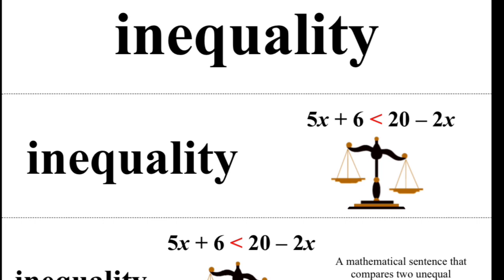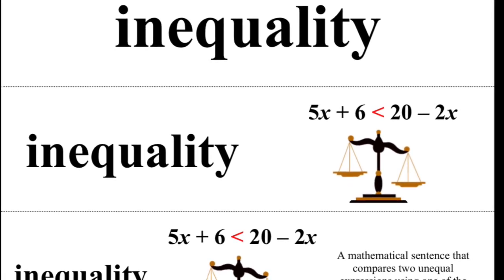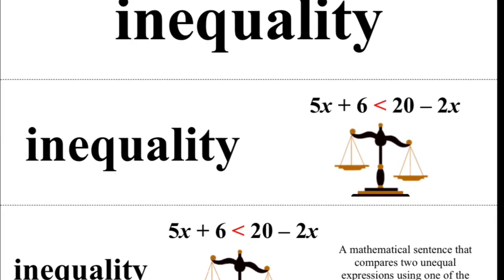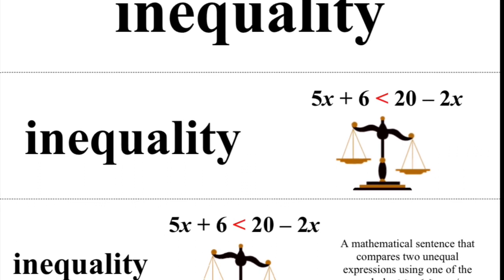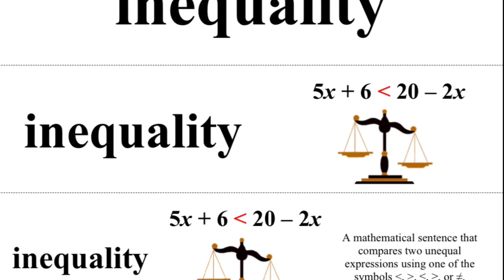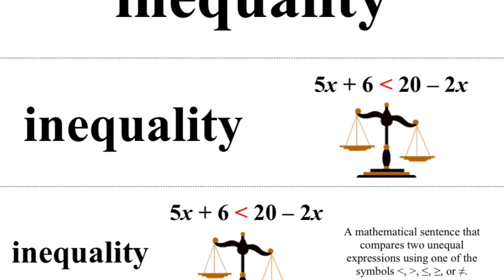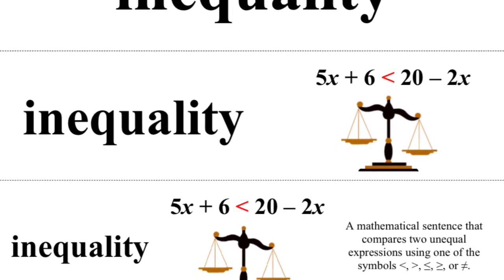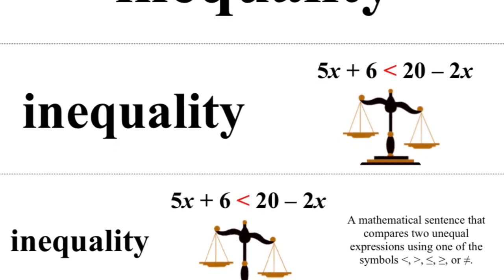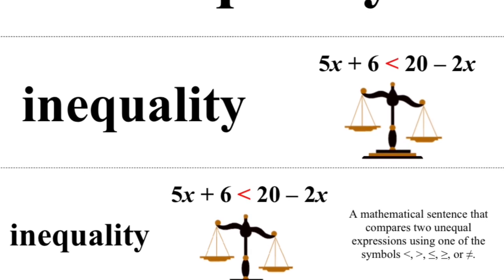An inequality is used to describe when two things are not equal to each other. In this problem, you see a red symbol, and that means is less than. The other inequality is greater than. Sometimes you might see is less than or equal to, or is greater than or equal to.